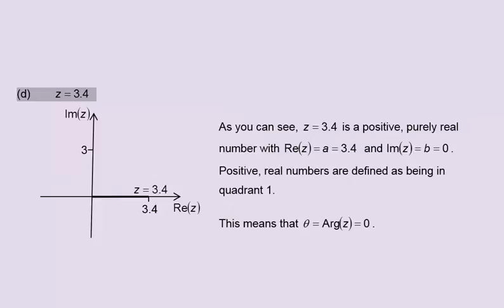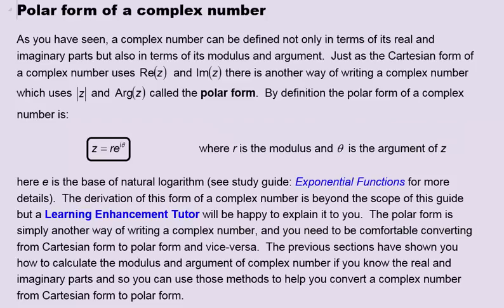D. Z equals 3.4. As you can see, Z equals 3.4 is a positive, purely real number, with the real part of Z, or a, equal to 3.4, and the imaginary part of Z, or b, equal to 0. Positive real numbers are defined as being in quadrant 1. This means that theta, or the argument of Z, equals 0.